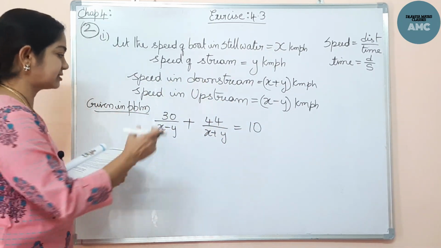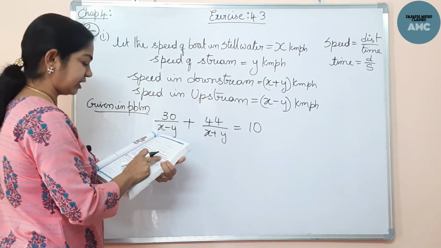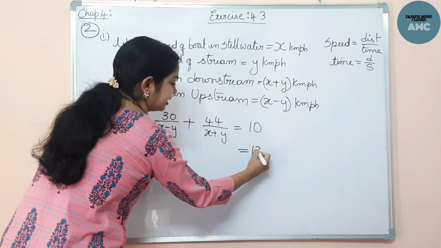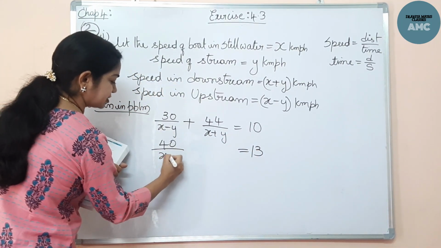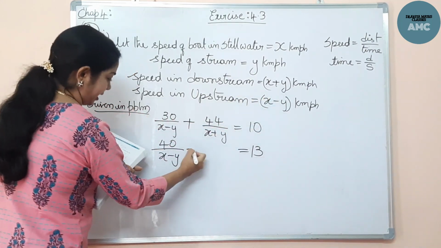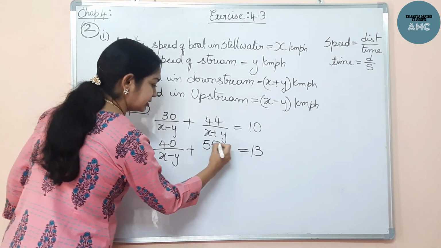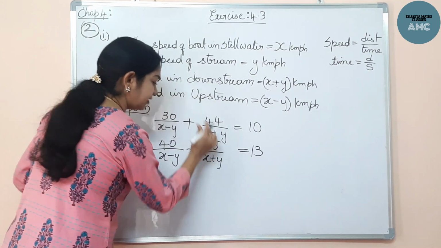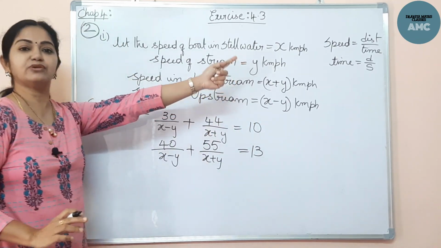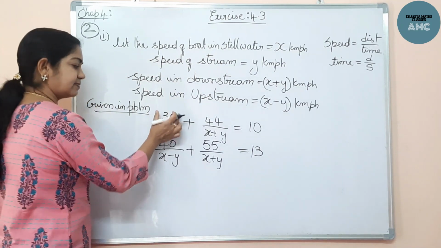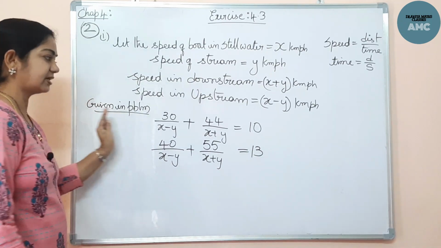Okay. Now like this, the second equation we will be writing here. Now the second condition is that in 13 hours, it can go 40 kilometers upstream. Here upstream is x minus y, and 55 kilometers downstream. You have to understand the concept that this is the time. The time in terms of distance by speed I have written. Distance by speed. This is all time. So 10 hours and 13 hours. This is the condition given.